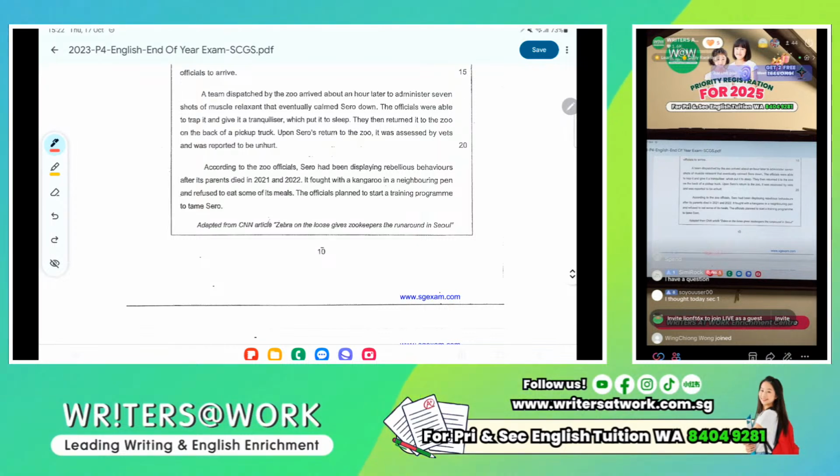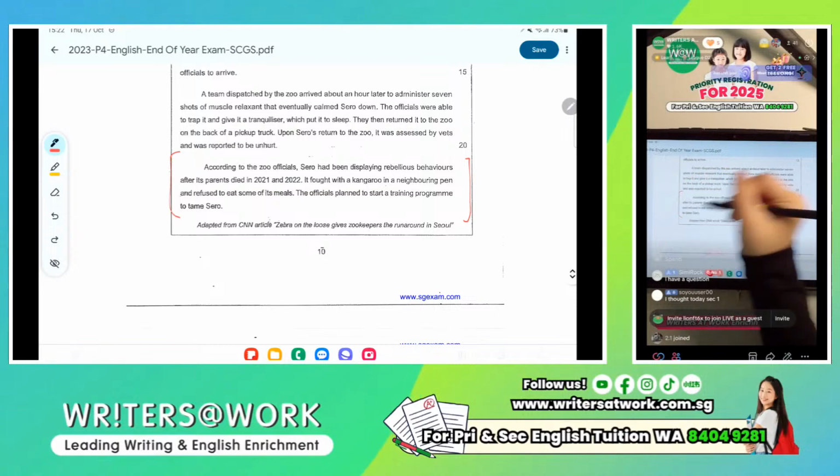I have a question. Yes, Simi Rock, what question do you have? Right, actually this is quite funny, right? Even zebras can start being rebellious.